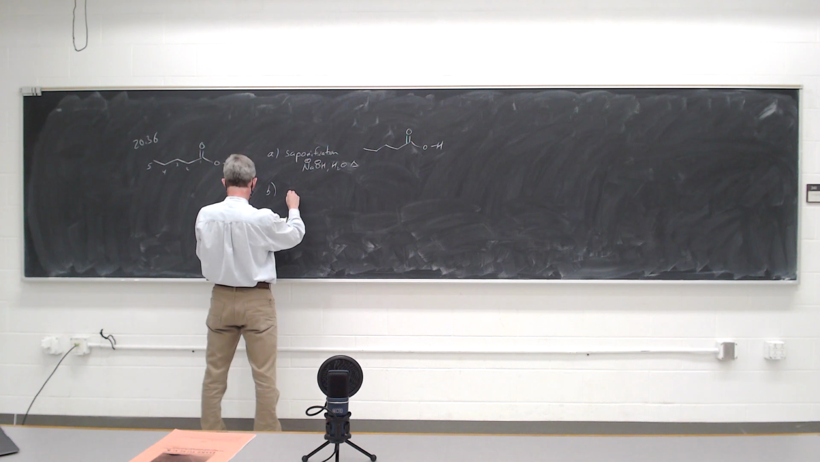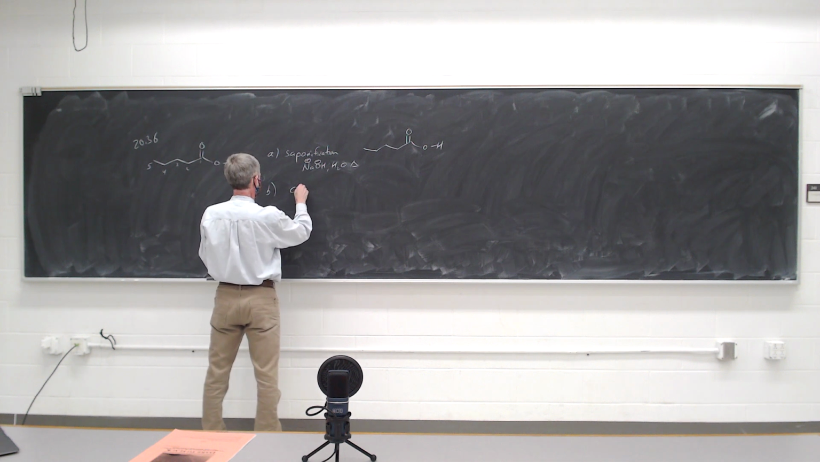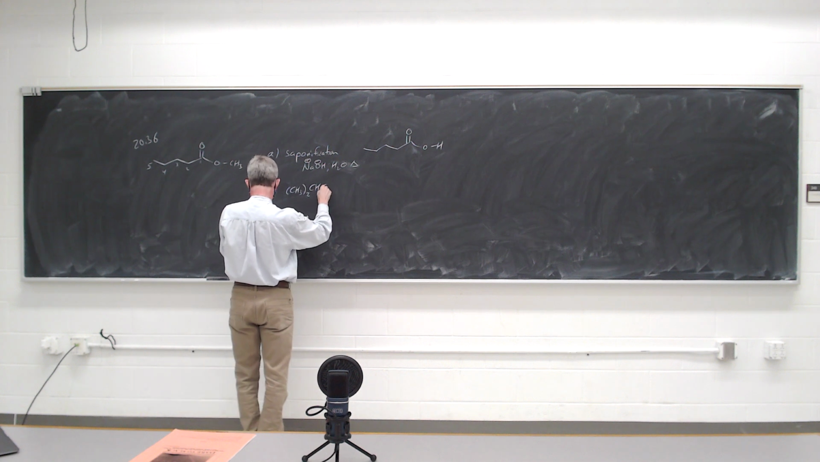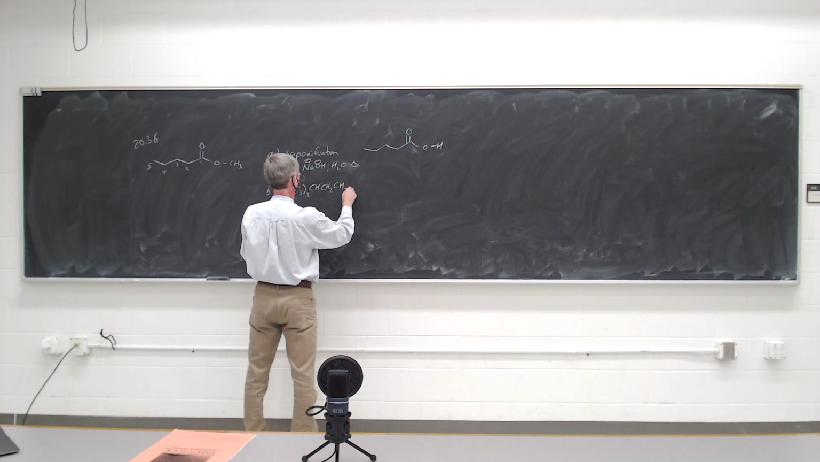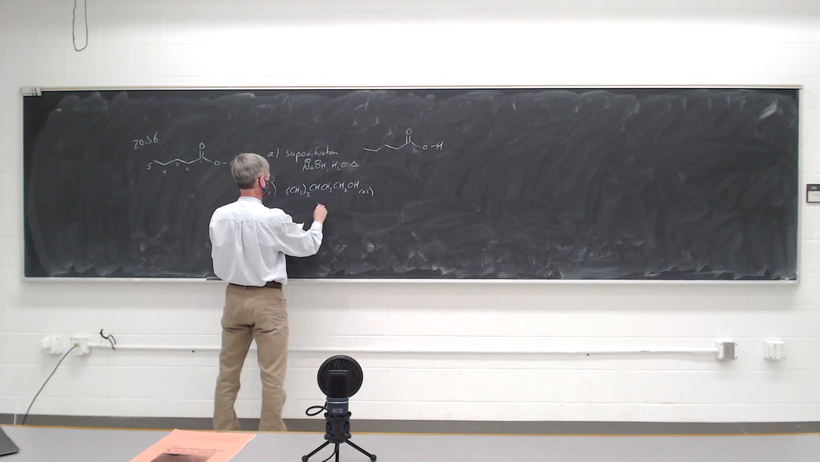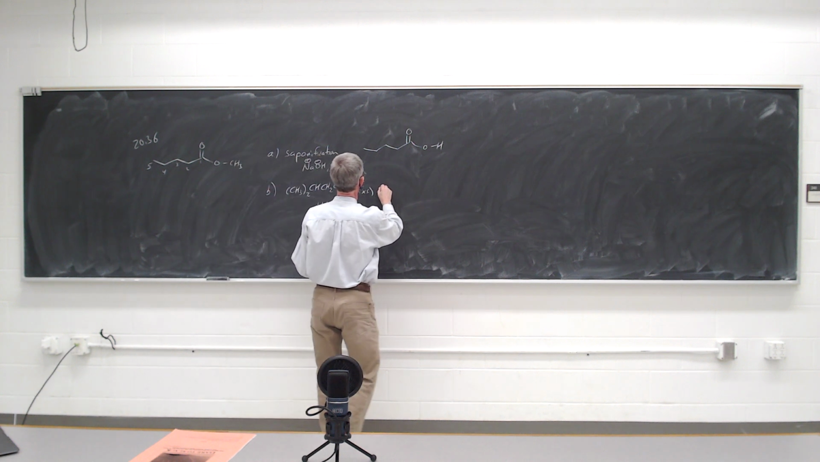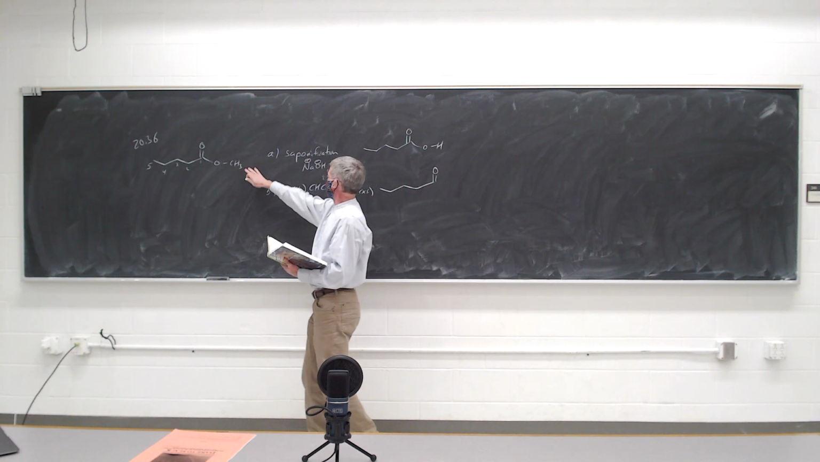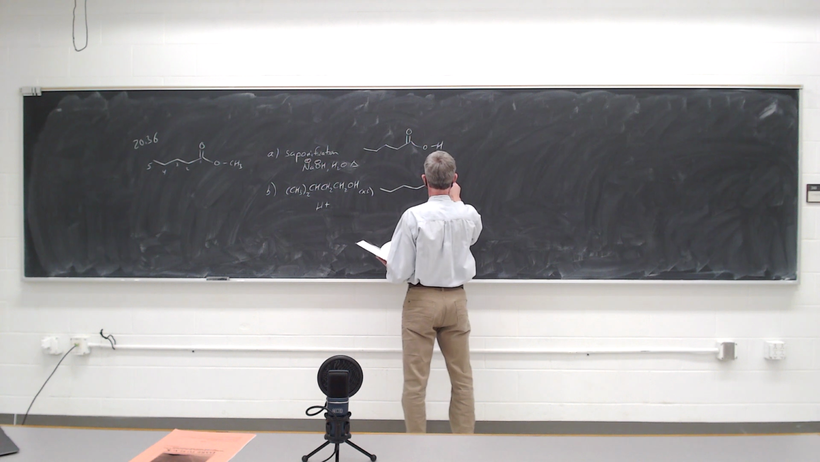B is a transesterification. So you're treating it with a different alcohol. And you're adding a lot of that. So you're going to replace the OCH3 with this alcohol.